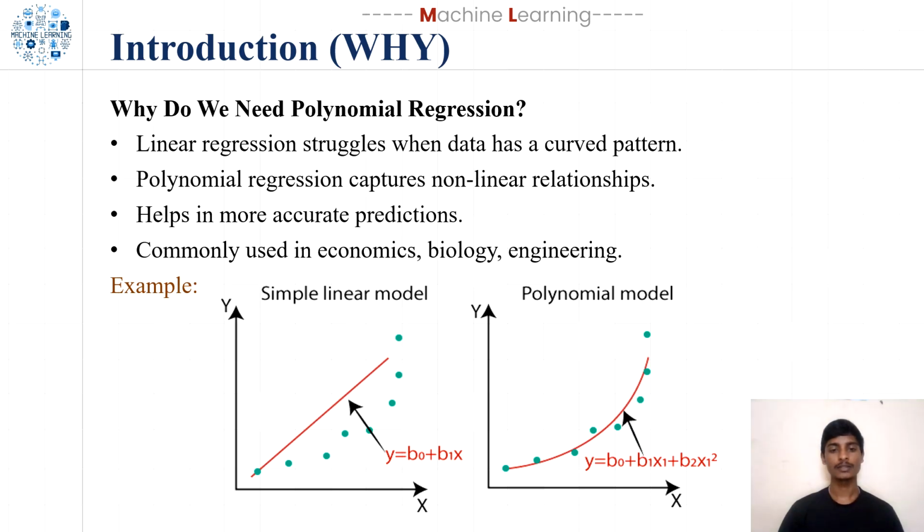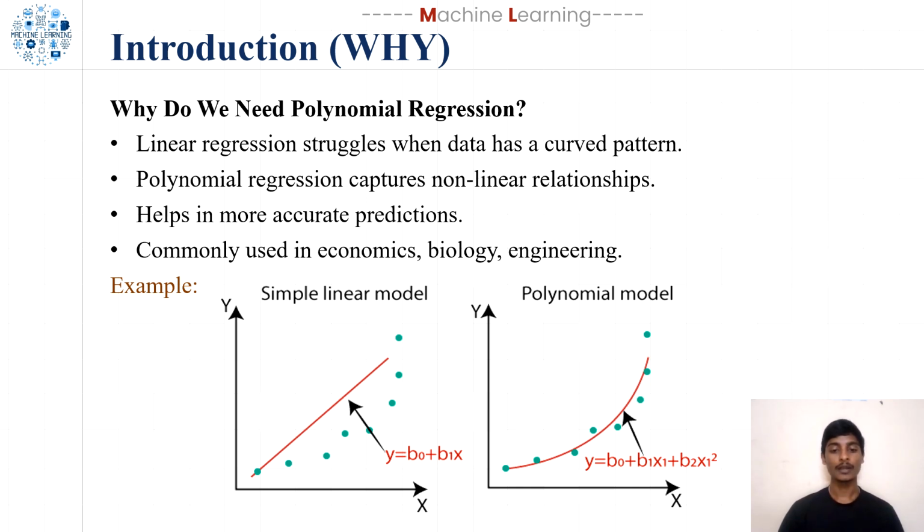Now let's start with a simple question. Why do we need polynomial regression? Linear regression works only when data follows a straight line trend. But in many real-world situations, data shows curves instead of straight patterns. Polynomial regression helps us capture these non-linear relationships. This makes our predictions more accurate. And that's why polynomial regression is widely used in economics, biology, and engineering.